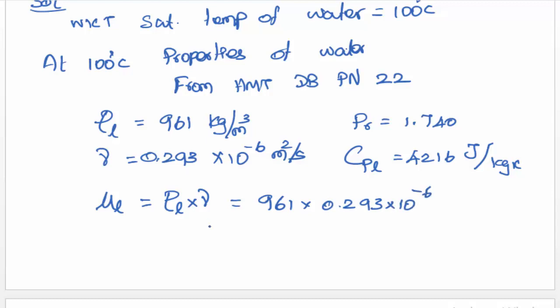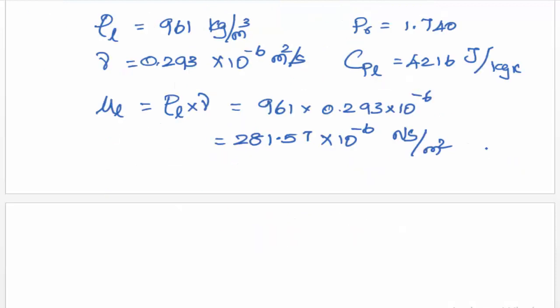You will get the answer 281.57 into 10 to the power minus 6 Newton second per meter squared. Okay. Then the next step is, just write down, from steam table, page number 4, at 100 degrees Celsius, you have to take the value of enthalpy and specific volume, right?